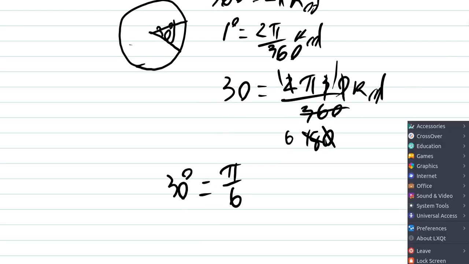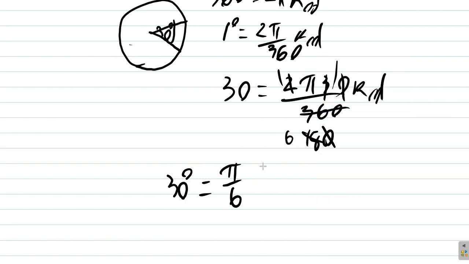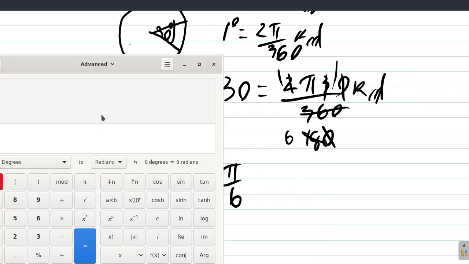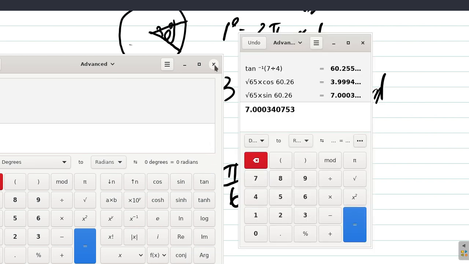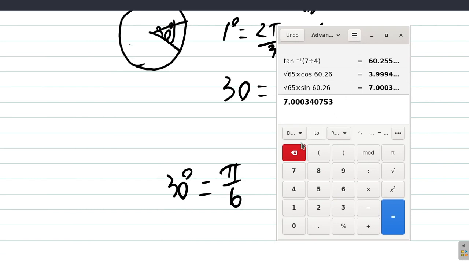Now, the calculator, when you put it in degree mode, you find, say, sine 30. When you put it in radian mode and put pi over 6, you should get the same thing.